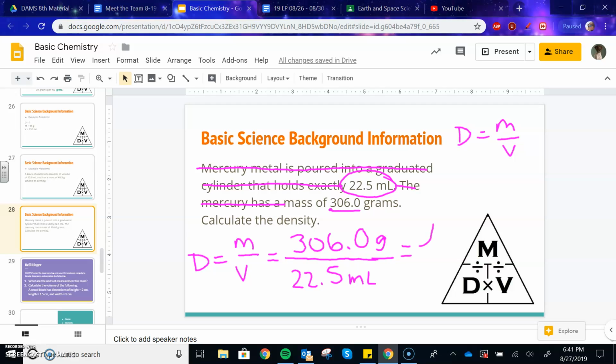Again, this is where you should be doing some math. You should be typing in your calculator 306.0 divided by 22.5. Okay, you should be doing that. Calculate it now. When you find your calculation, you should get an answer of 13.6 grams per milliliter. It's the exact same thing. Keep those letters. Don't change them even a little bit.